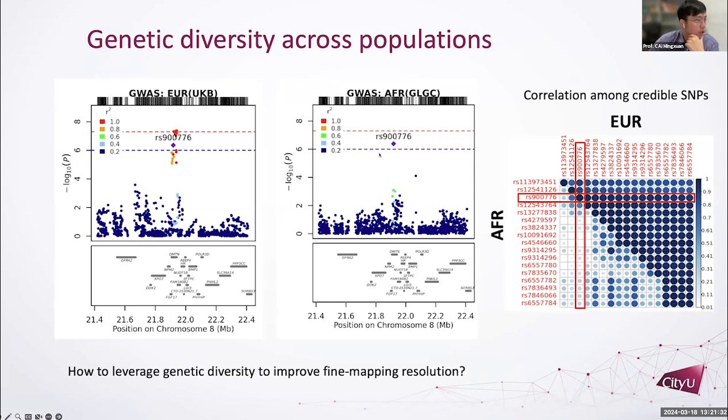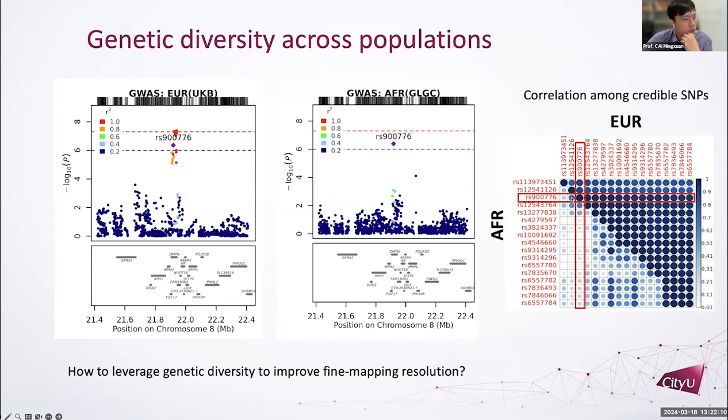And that is because in Africa, the correlation pattern among the local SNPs is very different from the one from the UK Biobank, the European samples. We can figure this out by looking at this third panel. Okay, so the upper triangle shows you the correlation among the SNPs for the European population. So this one, this rs90776, actually is highly correlated with all these red SNPs here. But if you look at the African population, the pattern is very different.